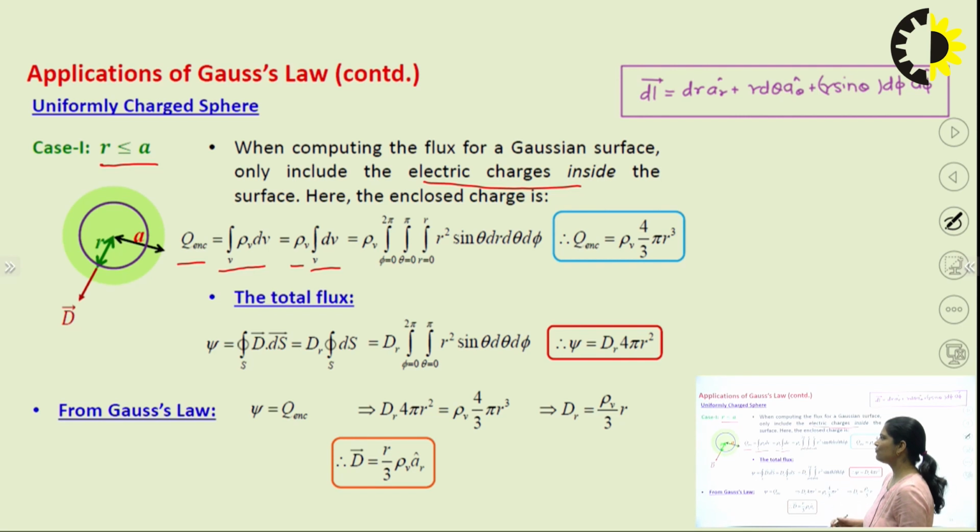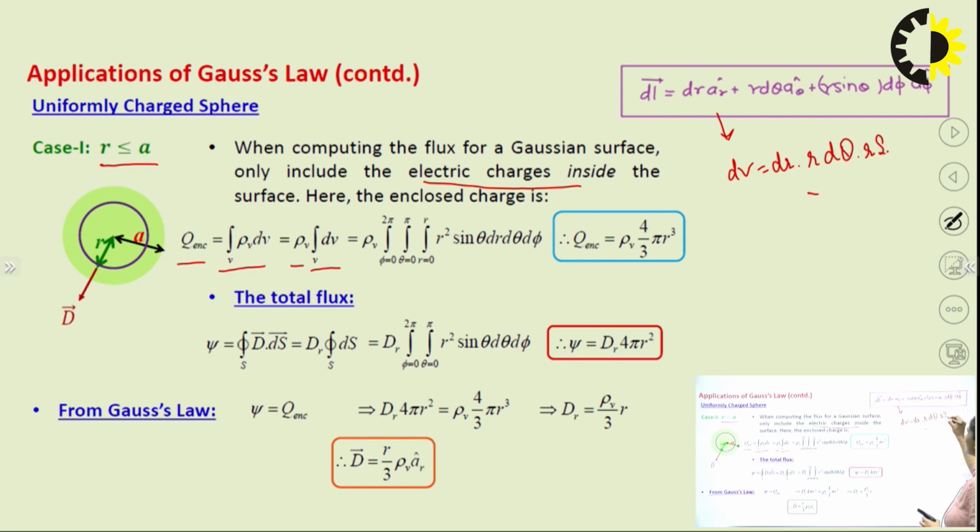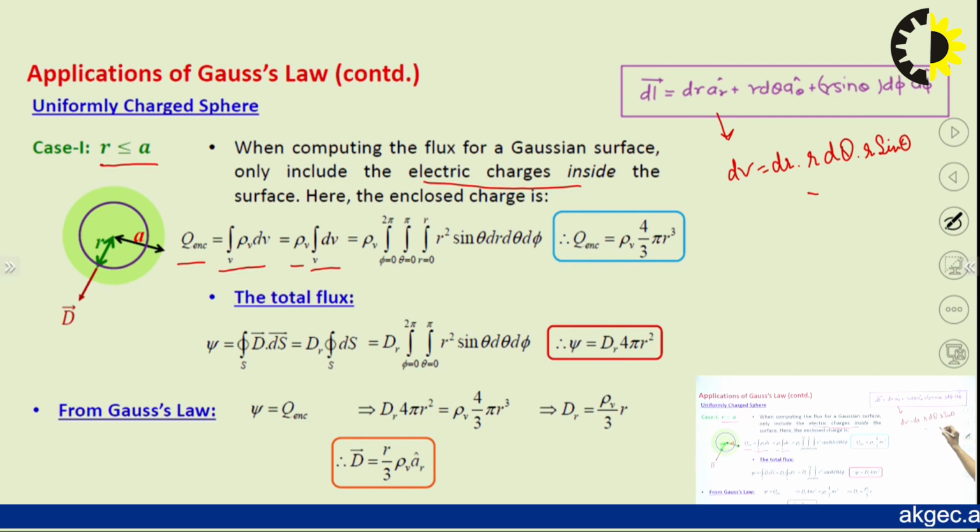Now for integration of volume, you should know dl for a sphere. So dl for a sphere is dr unit vector of r plus r d theta unit vector of theta plus r sin theta d phi unit vector of phi. With this dl equation, you can find dV. dV is what? dr times r d theta times r sin theta d phi. So write down here, this is dV: r squared sin theta dr d theta d phi.